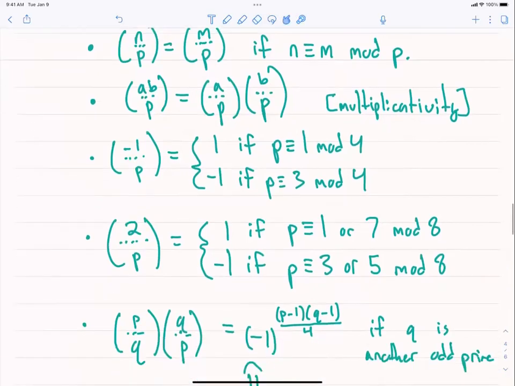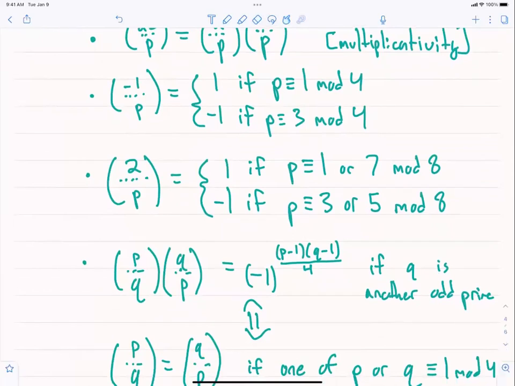And then the next three are encoding these patterns we just observed. The first one says the Legendre symbol of -1 over P is 1 if P is congruent to 1 mod 4, and -1 if P is congruent to 3 mod 4. So this is encoding our condition that we observed above for when -1 is a square mod P. Similarly, the Legendre symbol of 2 over P is 1 if P is congruent to 1 or 7 mod 8, and -1 if P is congruent to 3 or 5 mod 8. So again, this just encodes what we already observed about when 2 is a square modulo P.